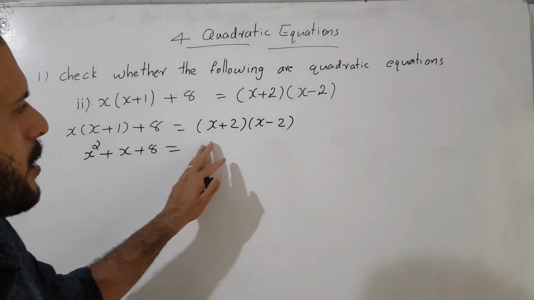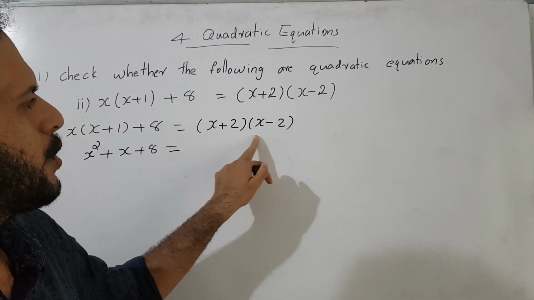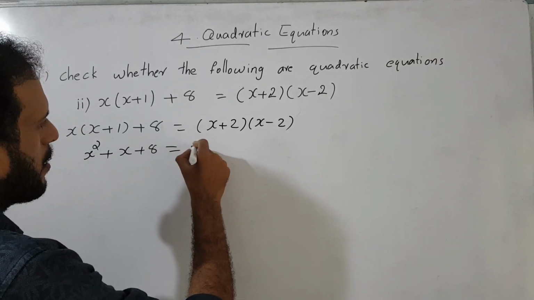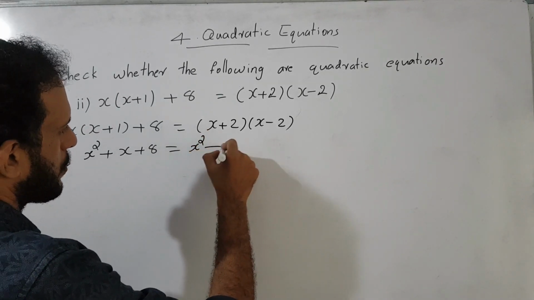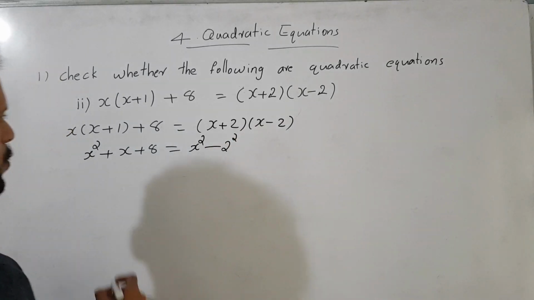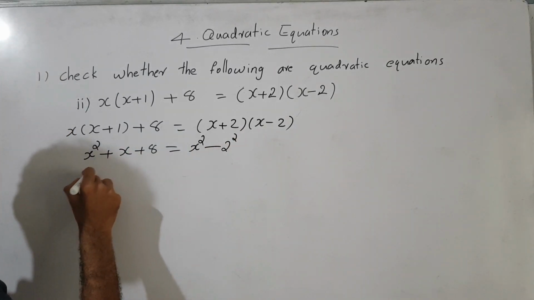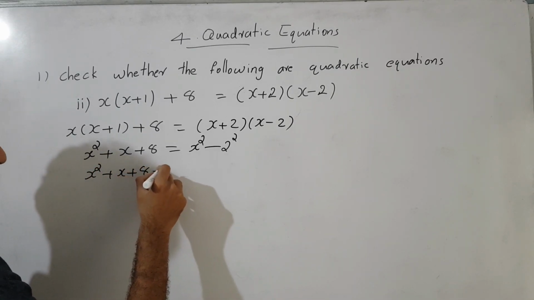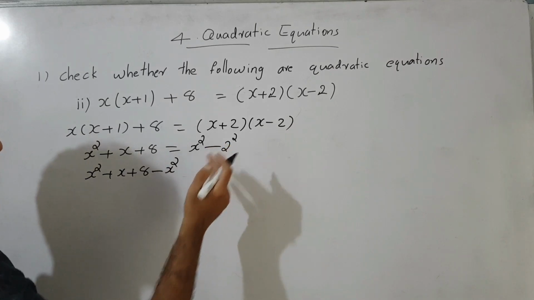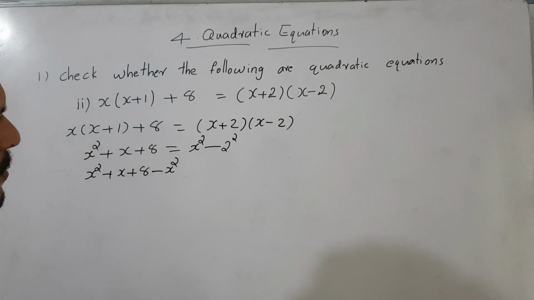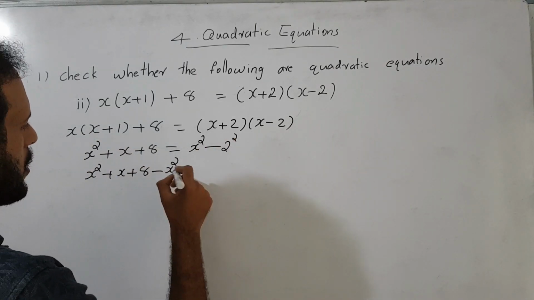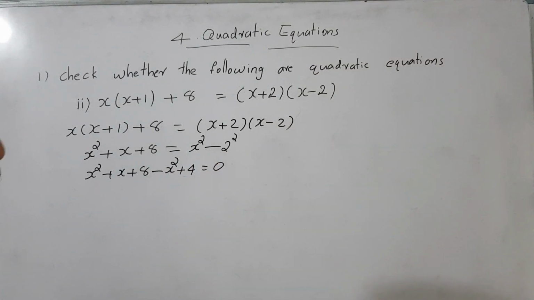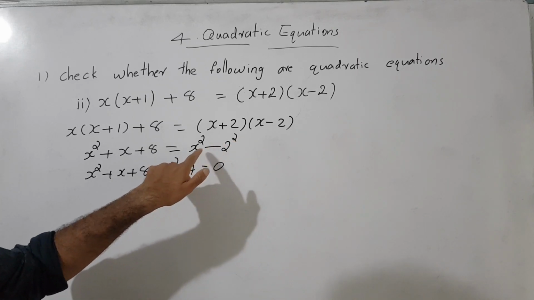equal to, this one in the form of a plus b into a minus b. Correct. A plus b into a minus b is a square minus b square. So we take one by one: x square plus x plus 8 minus x square. Then we know 2 square is 4. Then minus 4, and plus 4 is equal to 0. Then x square minus 4.